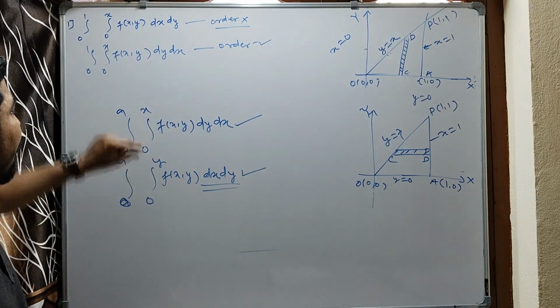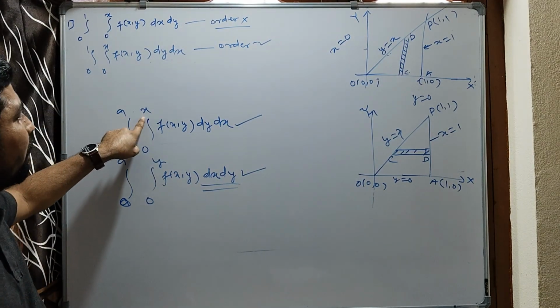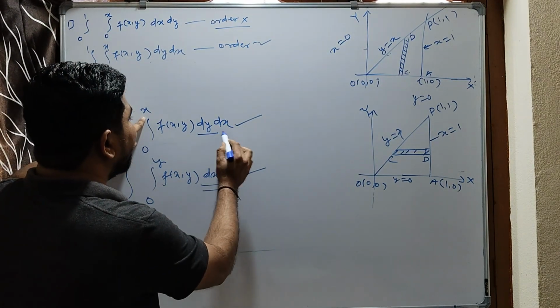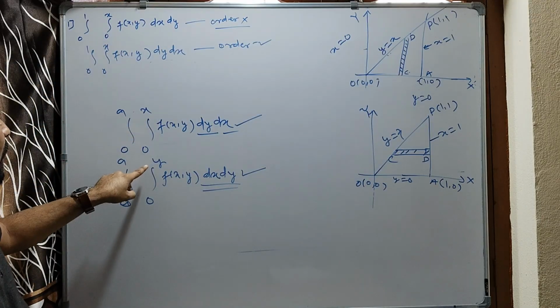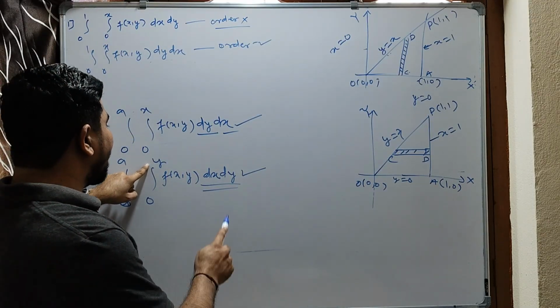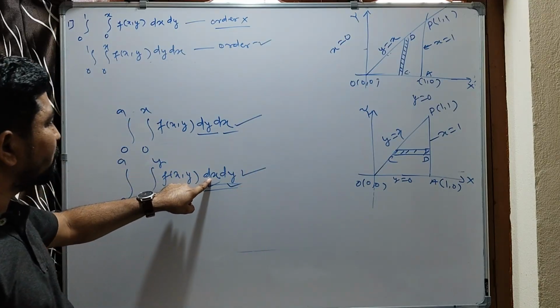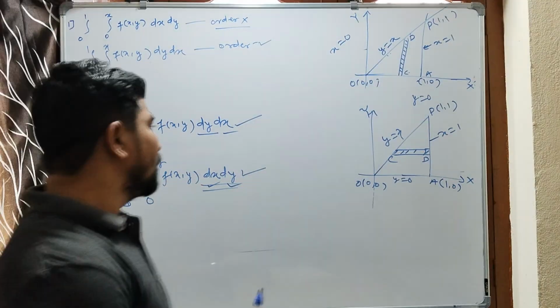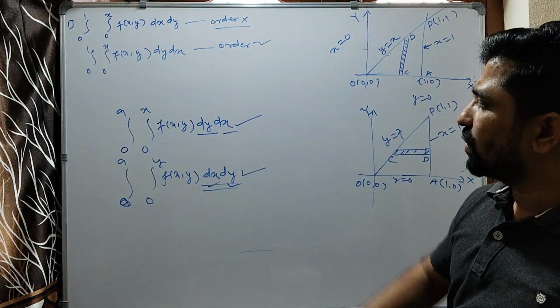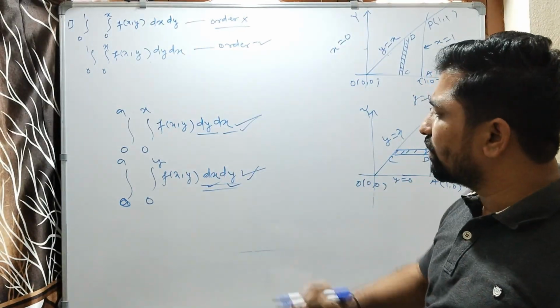Keep in mind, whenever the inner limit is in terms of the x variable, integrate first with respect to y and then x, and whenever your inner limit is in terms of the y variable, integrate first with respect to x and then y. This is the way to change the order, and the way to solve this double integration.